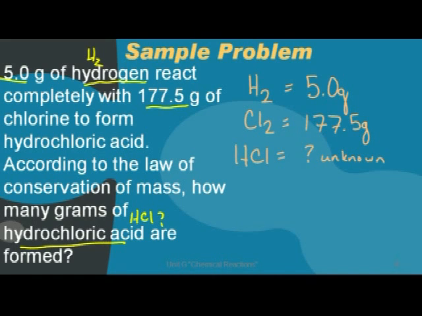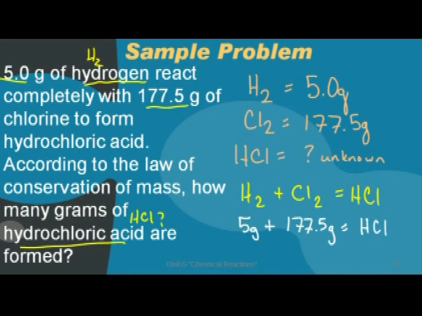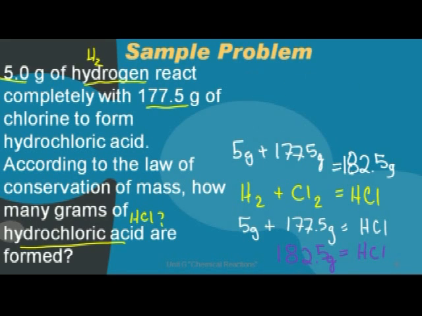We can write this into an equation and solve for it. According to the problem, hydrogen and chlorine are reacted together, so that's on the left side of our equation. And we know that HCl is unknown, and we need to find that. That's on the right side of the equation. We substitute our chemical formulas for mass values in grams, and notice that HCl is left out because we don't know it. And to solve this, we just add together 5 grams and 177.5 grams. And we determine that HCl in this reaction would equal 182.5 grams.